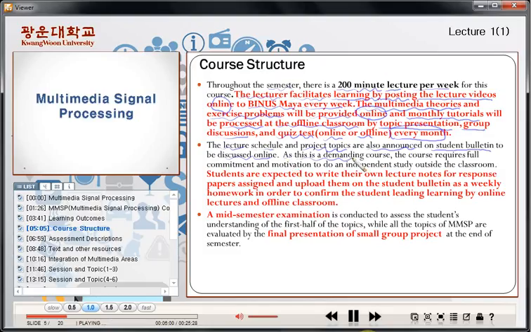As this is a demanding course, the course requires full commitment and motivation to do an independent study outside the classroom. Students are expected to write their own lecture notes for response papers. This response paper means a homework, assigned and uploaded on the student bulletin as a weekly homework in order to confirm the student's learning by online lectures and offline classroom. And a mid-semester examination is conducted to assess the students' understanding of the first half of the topics, while all the topics of MMSP, Multimedia Signal Processing, are evaluated by the final presentation of a small group project at the end of semester.